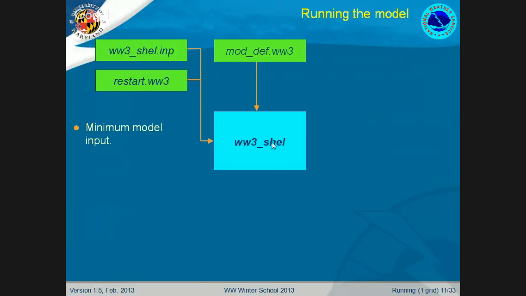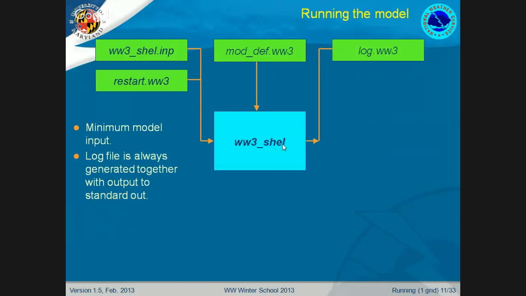And then you call the executable W3 shell, and the output is, oh, very important, you get a log file, which is a very nice way to know what's going on, if the model is actually reading the input, if it's producing the output, if it's running properly. So it's incremented at every time step. You can check what the model is doing. It's a very small text file.